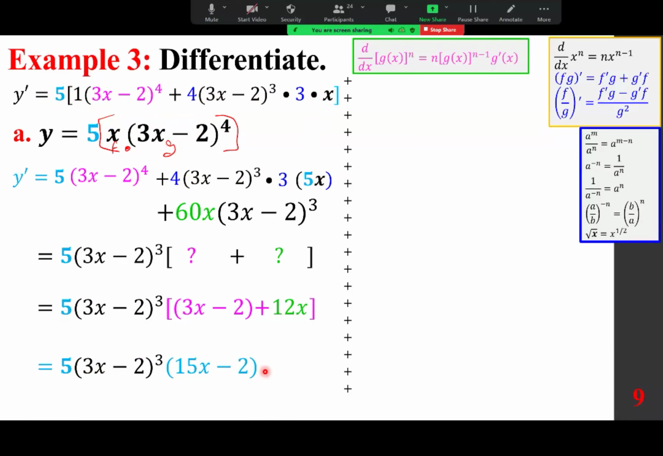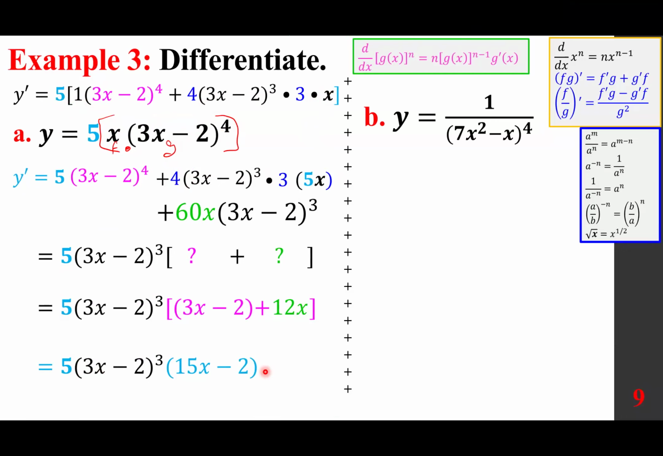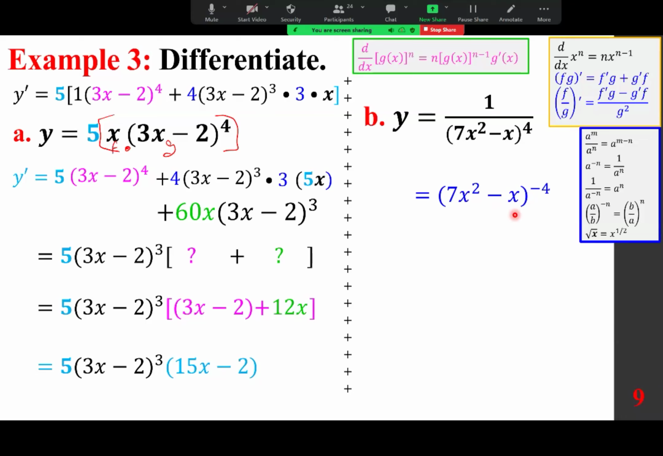Again, I don't think it makes much of a difference in this case, but it does make a difference in other cases. Now, what about this one?